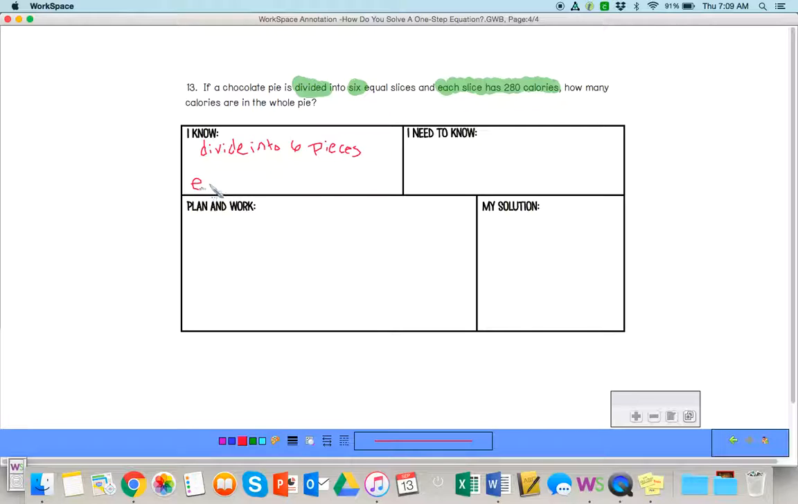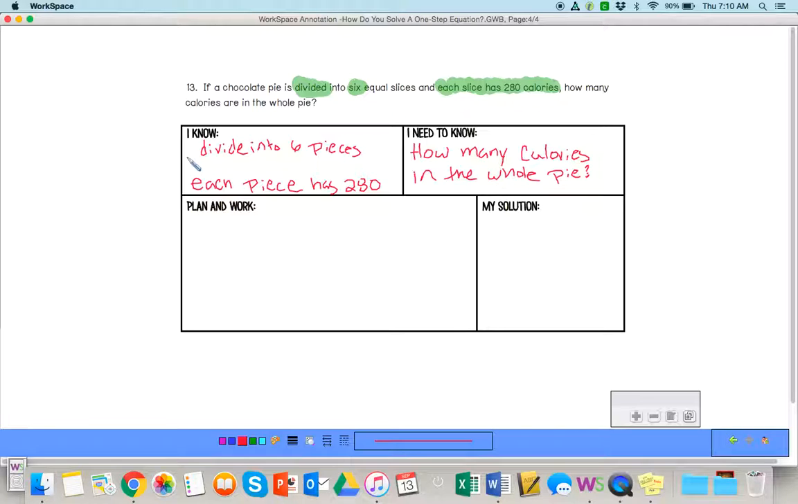Okay? Each piece has 280 calories. Okay? What do we need to know? How many calories in the whole pie? Okay? So you know how to solve this already. Normally you would just solve it and do, okay, well 6 times 280 would tell me what's in the whole pie. But we want to write an equation, okay?